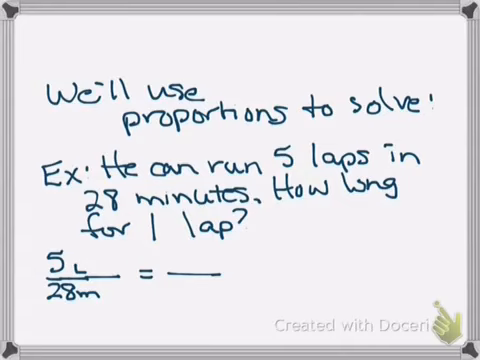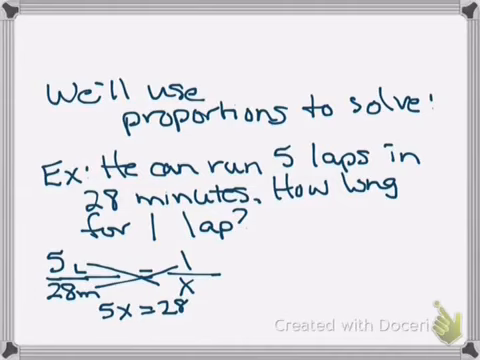Now I've set the standard for my second ratio. I again need to have laps over minutes. So I'm looking for how long. I don't have the minutes, but I know I want to have 1 lap. That's why I've matched a 1 on that numerator, and I'll put an unknown, a variable, in the denominator. Now we'll cross multiply. So 5 times x is 5x, and that's going to equal the cross product. 28 times 1 is 28.